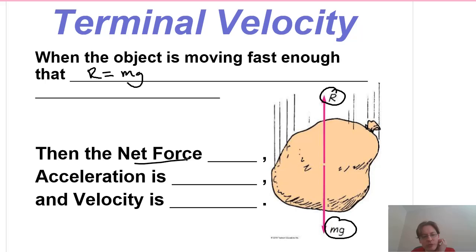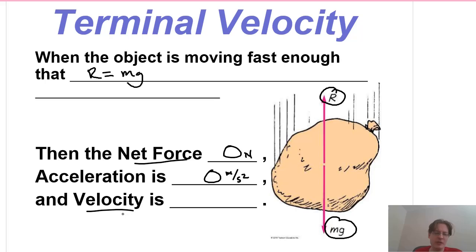Now, what about the net force? Hey, if the air resistance exactly balances the weight, now the net force is 0 newtons. And then what about the acceleration? If there's no force on an object, what is its acceleration? 0 meters per second squared of acceleration.